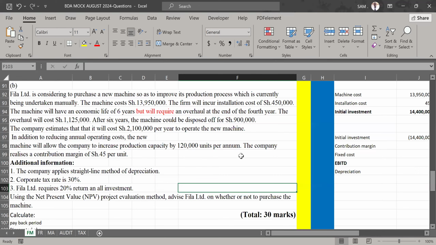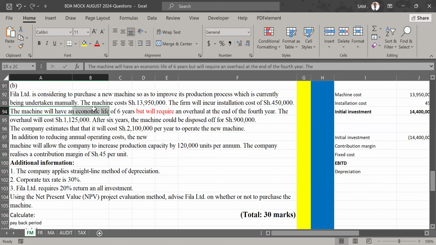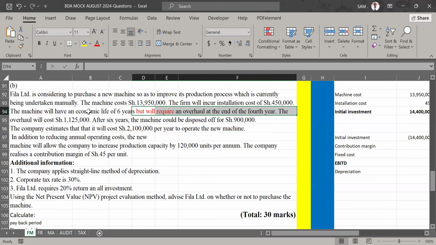All right. If you look at the interpretation of the wording, the machine will have an economic life of 6 years, but it will require an overhaul at the end of the 4th year. Meaning, without this overhaul at the end of the 4th year, this useful life of 6 years might not be achieved. For it to achieve the useful life, it will require that overhaul. That is why the examiner used the words "but will require."